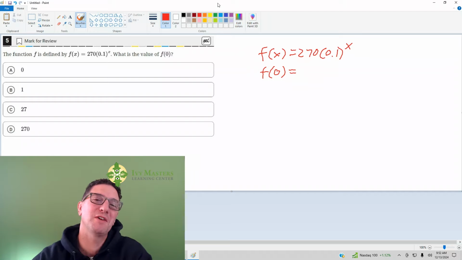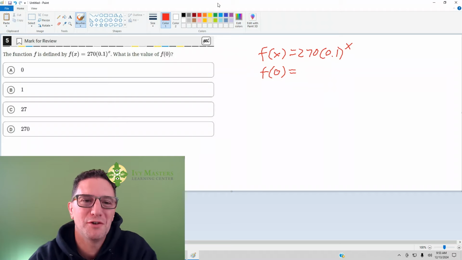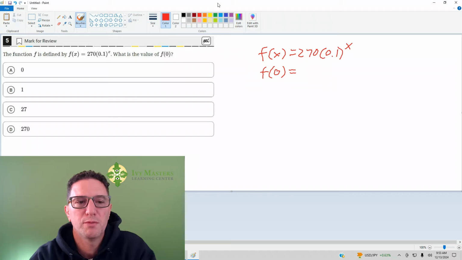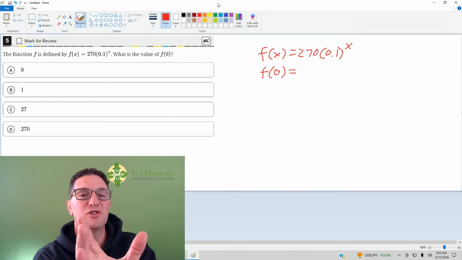Today we're going to look at the fifth question from Digital SAT Test 3 Module 2B. This is a harder set of math questions. It reads, a function f is defined by f of x equals 270 times 0.1 to the x. What is the value of f of 0? If you know a certain something, there's a 5-second question. You could just look at it and get it correct.